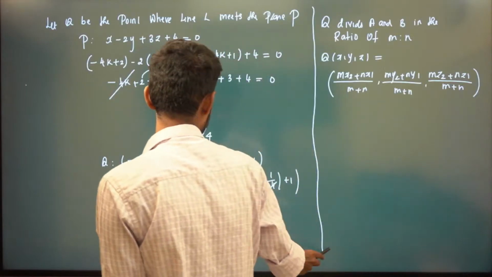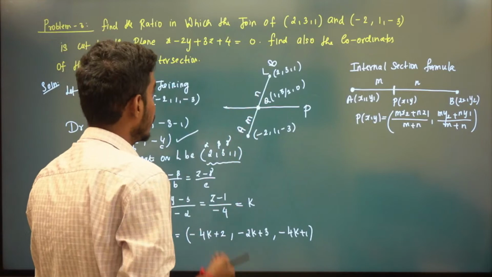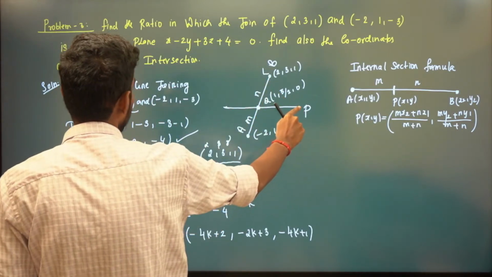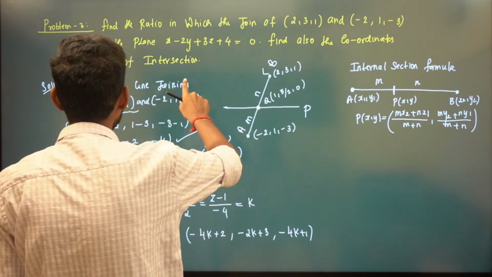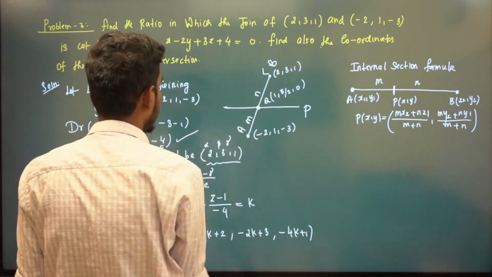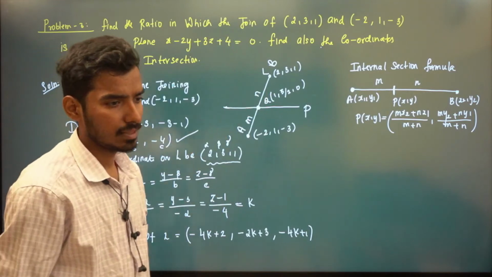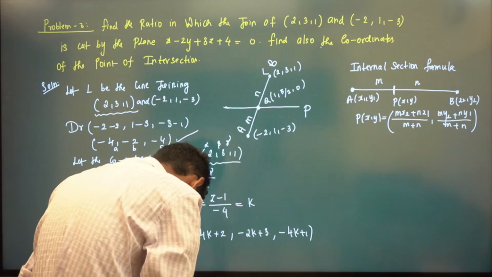Very simple. I'll repeat. Find the ratio m is to n in which the joint is cut by the plane x minus 2y plus 3z plus 4 is equal to 0, and also find the coordinate of point Q, the point of intersection, right? This coordinate is given by 1 comma 5 by 2 comma 0. You apply the section formula, you can easily find the value of m and n. Okay.